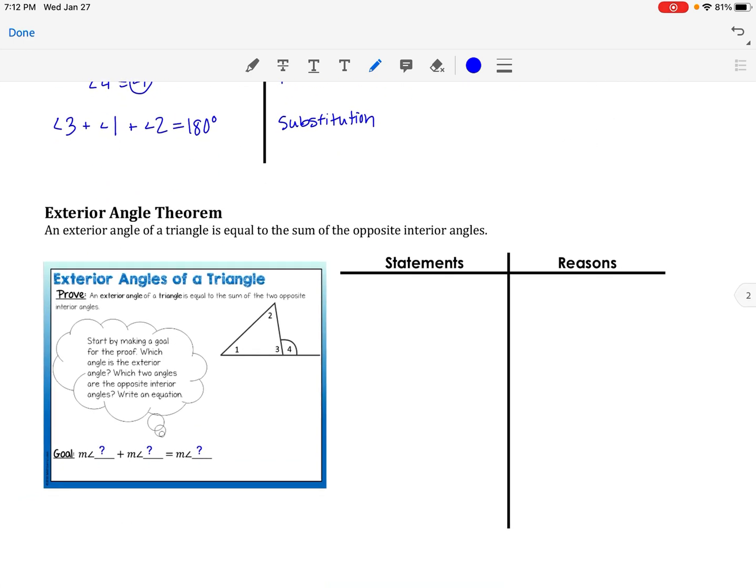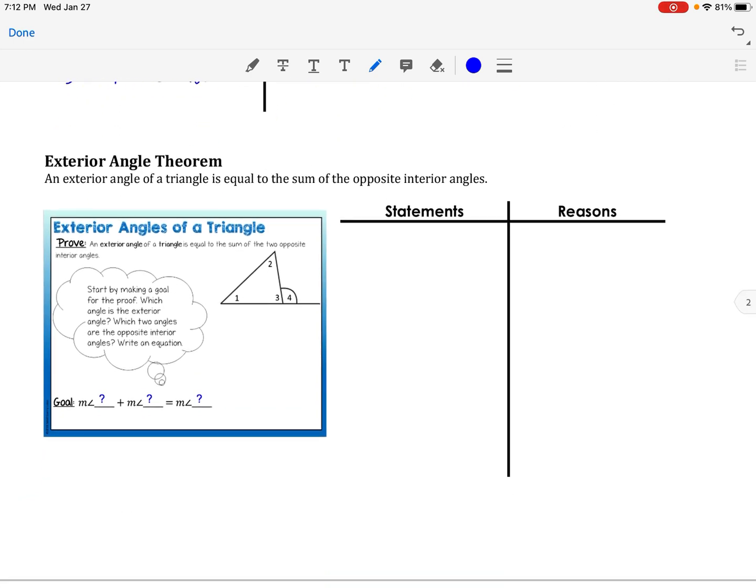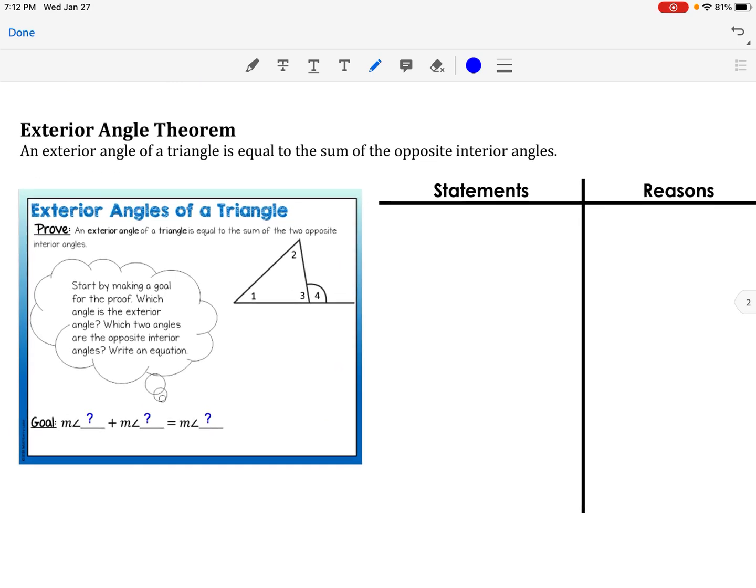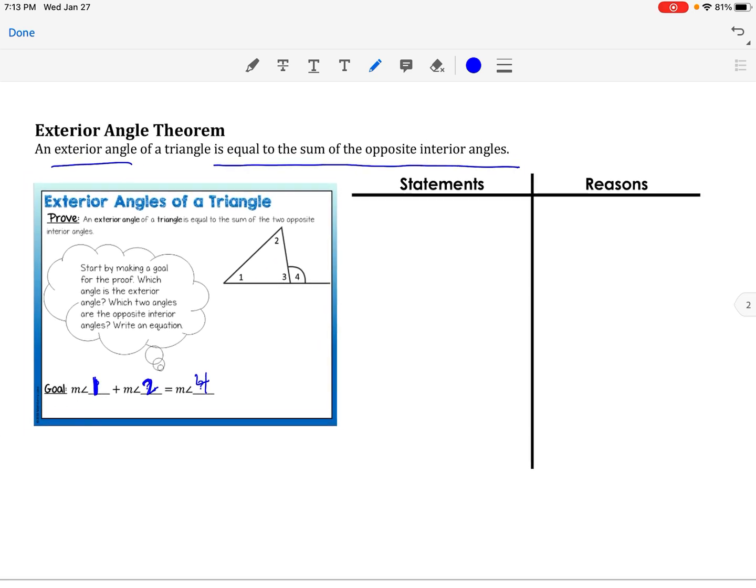Okay, so this is the theorem I mentioned earlier, our exterior angle theorem. This theorem says that any exterior angle of a triangle is equal to the sum of the opposite interior angles. So 4 is our exterior angle. The measure of angle 4 equals the two opposite interiors. So 1 and 2 together is going to equal the measure of angle 4. So the measure of angle 1 plus the measure of angle 2 equals angle 4, and that is what we were trying to prove in this statement, okay?